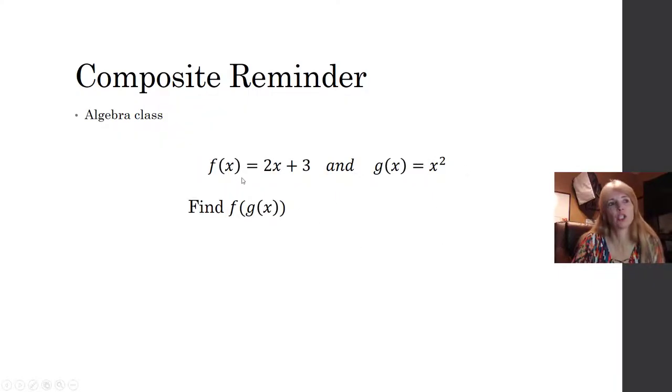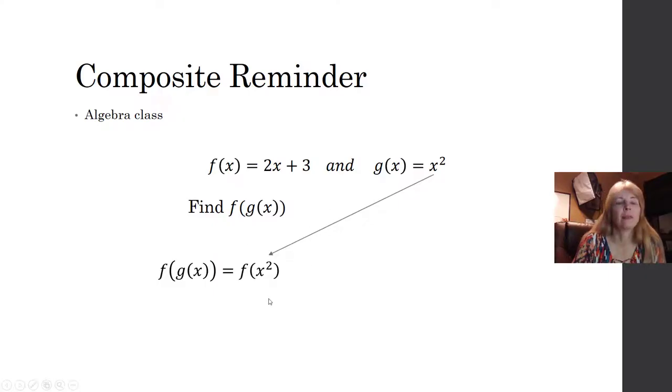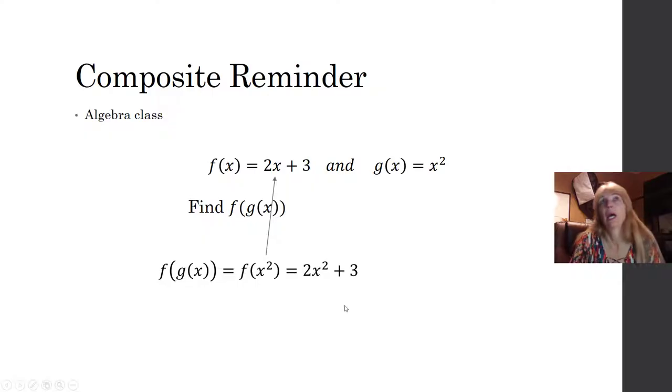That's how you did an example like this with a composite function. Given two functions, find f of g of x. Well, you did the inside first, so you plugged in x squared. And then you evaluated f of x, but at x squared. So everywhere you see an x, you plug in an x squared. And hopefully, kind of, sort of, you remember that's how you did composite functions.